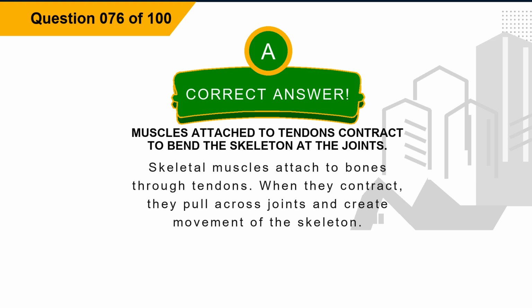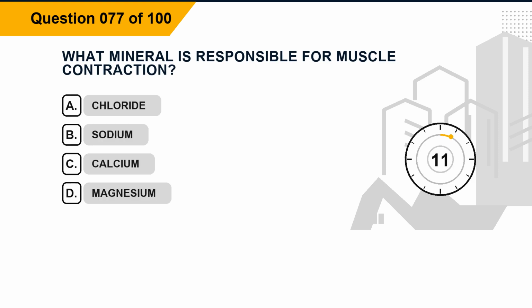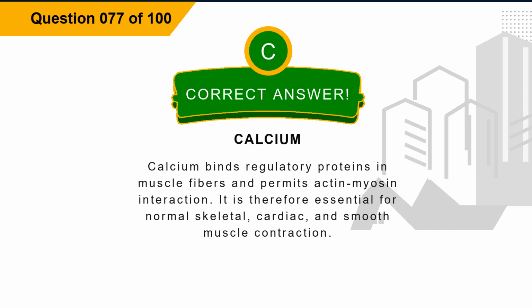Explanation. Skeletal muscles attach to bones through tendons. When they contract, they pull across joints and create movement of the skeleton. Question 77. What mineral is responsible for muscle contraction? Option A, chloride. Option B, sodium. Option C, calcium. Option D, magnesium. The correct answer is option C, calcium.